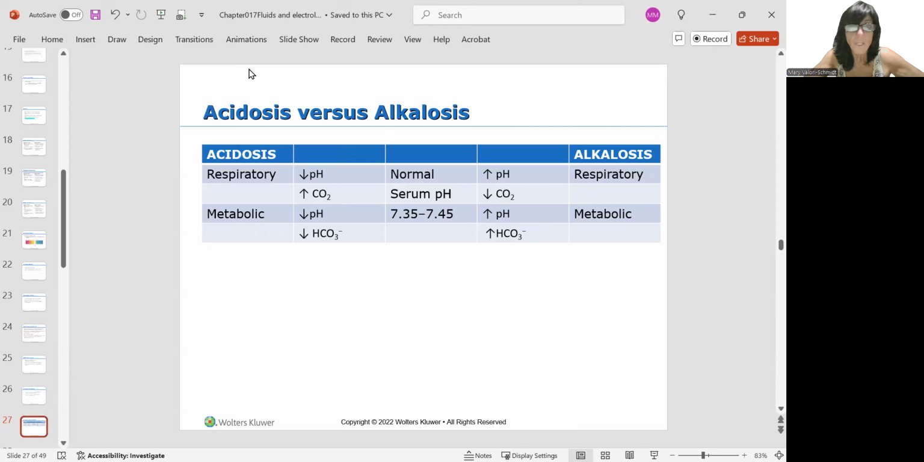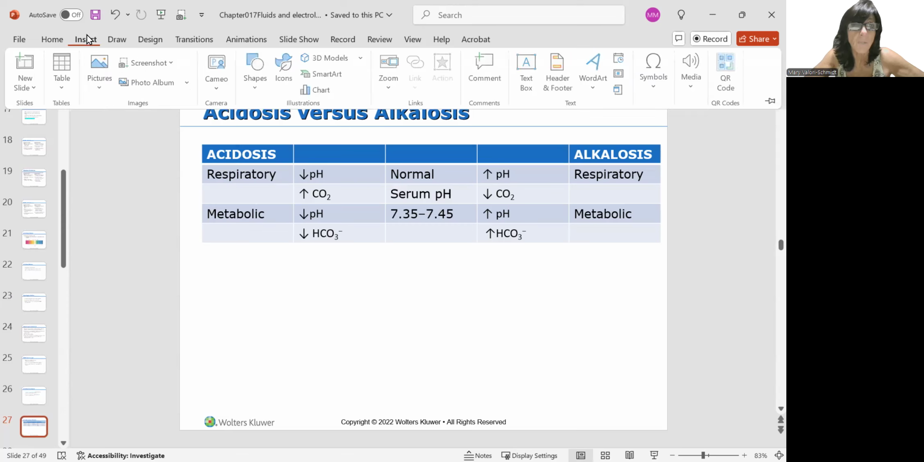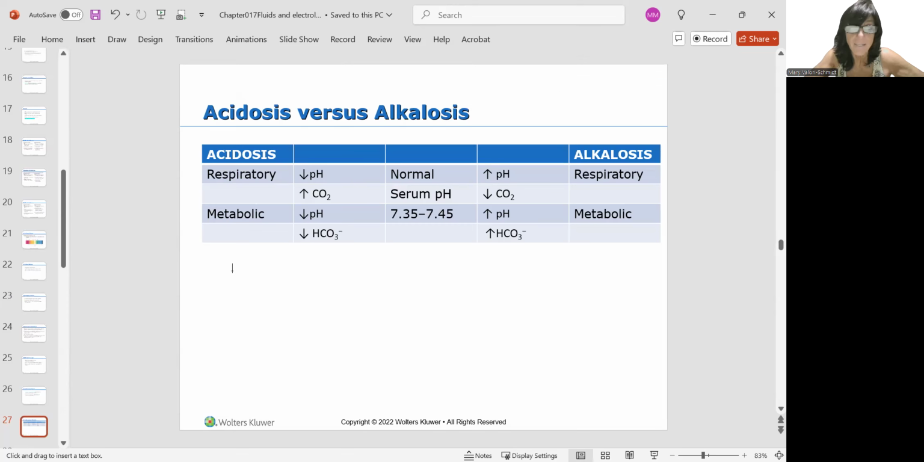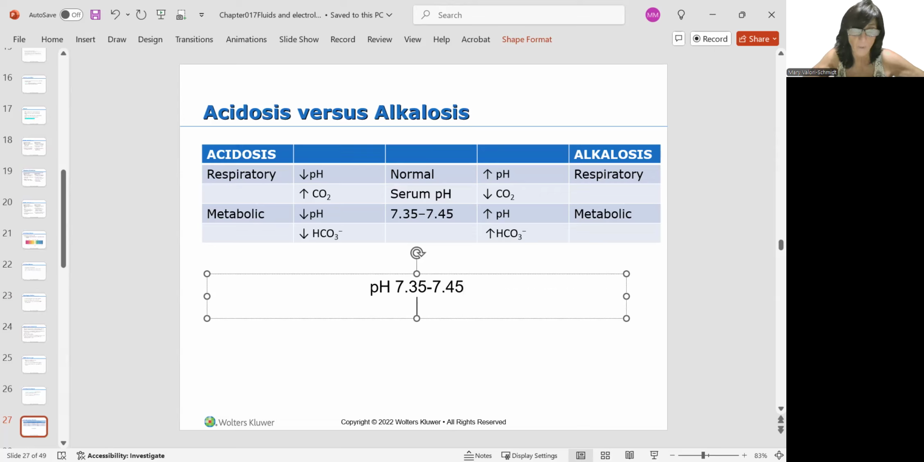And what I am going to do here is insert the normal ABG readings, or what they should be. So I'm going to stick a little text box in here. The pH of the blood should always be 7.35 to 7.45. And again, very little wiggle room. The partial pressure of CO2 should be 35 to 45.